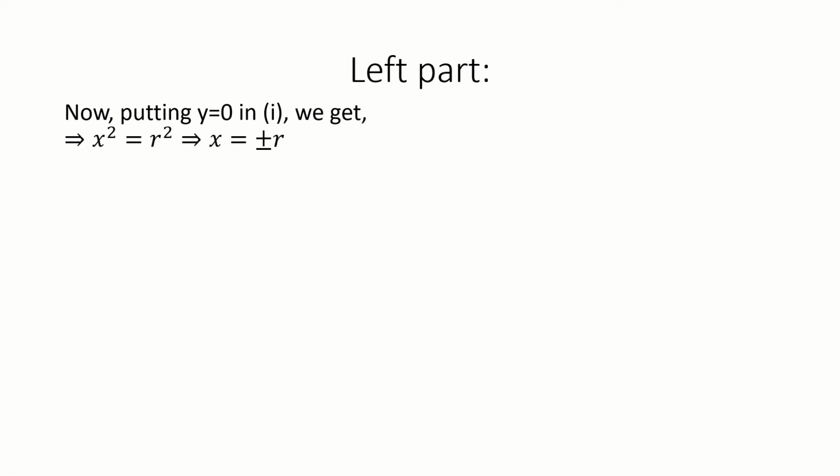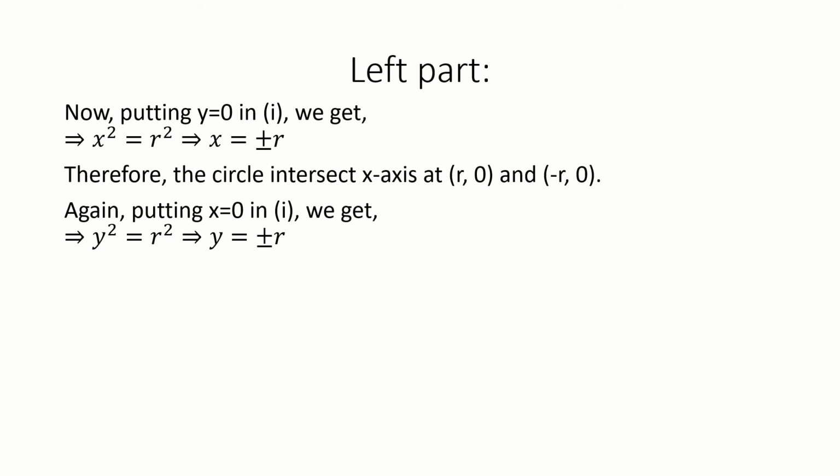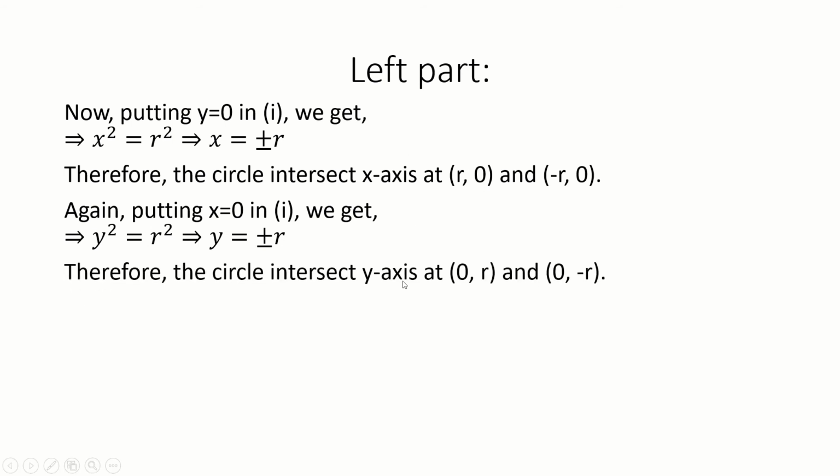Now, putting y equal to 0 in equation 1, that means x square plus y square equal to r square, we'll get x square equal to r square, and x is equal to plus minus r. Therefore, the circle intersects the x axis at (r, 0) and (minus r, 0). Again, putting x equal to 0 in equation 1, x square plus y square equal to r square, we'll get y square equal to r square, and y is equal to plus minus r. Therefore, the circle intersects the y axis at (0, r) and (0, minus r). Or in short, we can write (0, plus minus r) and (plus minus r, 0).